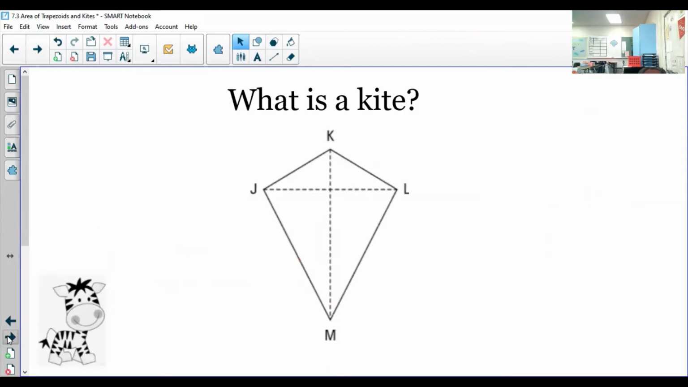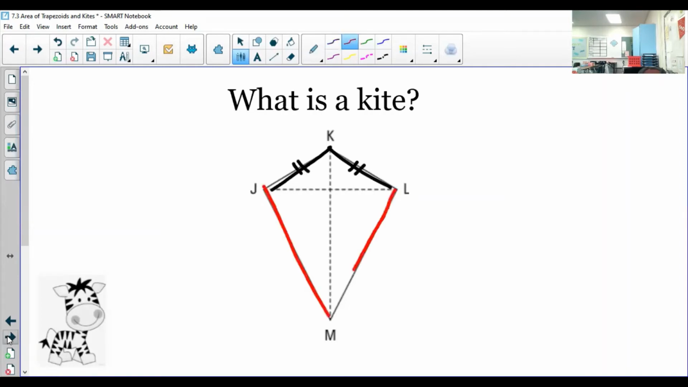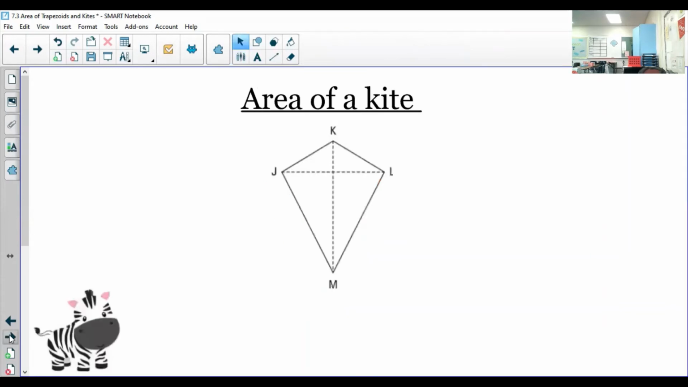Ooh, kites. Okay, this is a kite. All right, you've got these two sides that are the same length, and you've got these two sides that are the same length. That's the definition of a kite. You've got two pairs of lines that are touching here and here, and they are the same length. So, what is a kite? And how do we find the area of a kite?